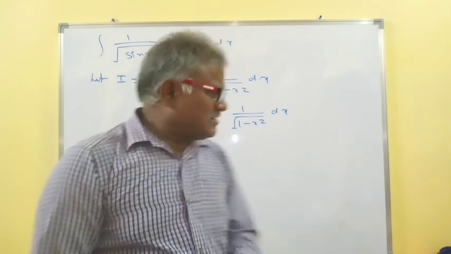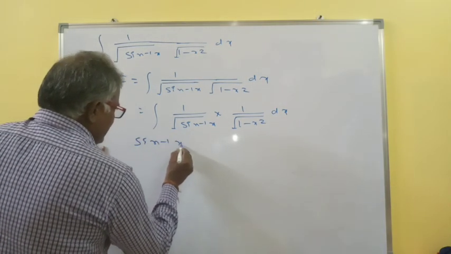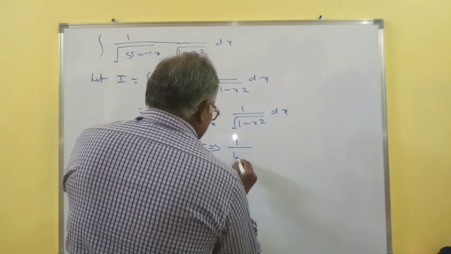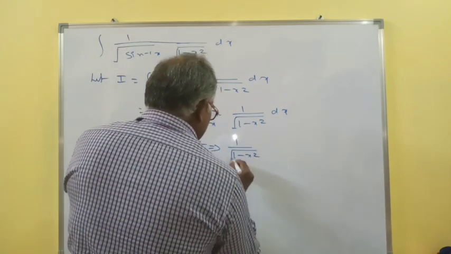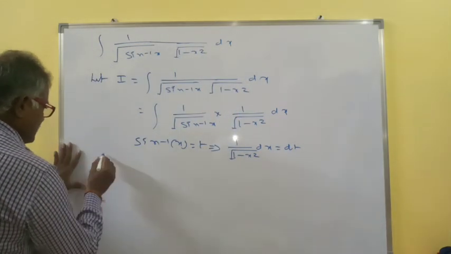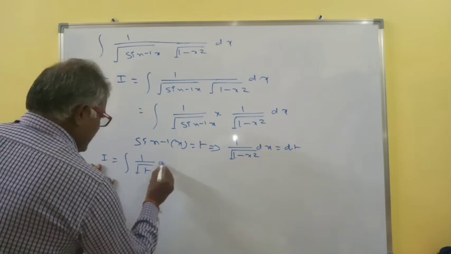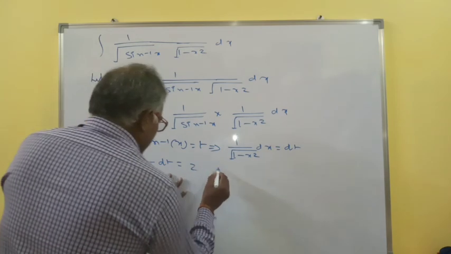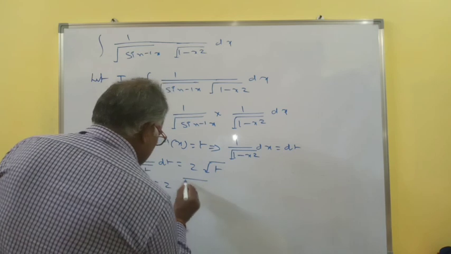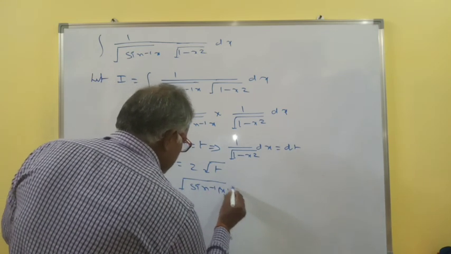So just you should put sin inverse x is equal to t. Sin inverse x is equal to t. So the derivative of sin inverse x, 1 by root of 1 minus x square dx, is equal to dt. So therefore I is equal to integral of 1 by root t into dt. So 1 by root t gives 2 root t. So the answer is 2 root sin inverse x plus c.